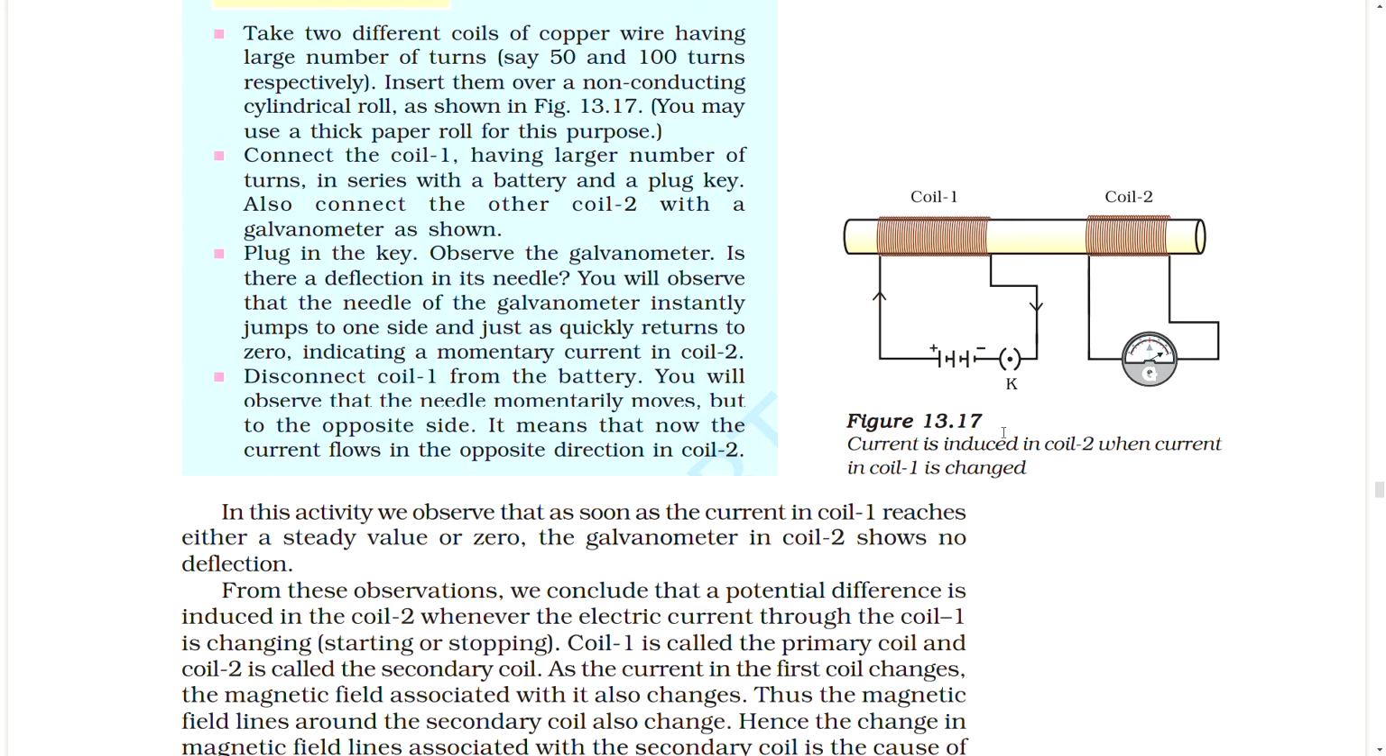Figure: current is induced in coil 2 when current in coil 1 is changed. Coil 1, coil 2, key, galvanometer.